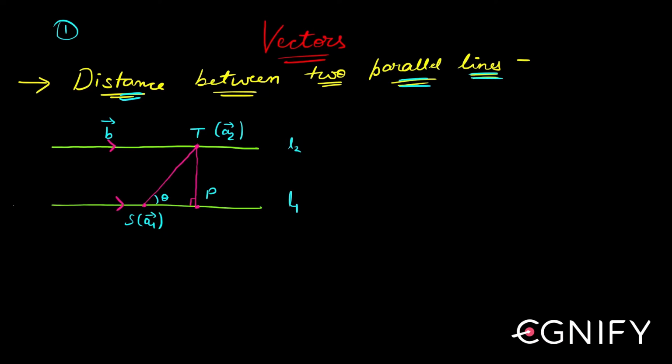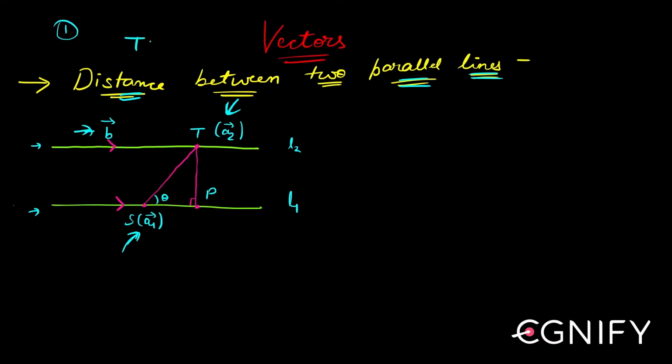So here, these two lines are parallel to each other. Both of them are pointing in the direction B bar, right? Both this line and this line are pointing in the direction B bar. The first line is passing through this point called A1, and the second line is passing through this point called A2. Which quantity in this diagram, according to you, should give me the distance between these two lines?